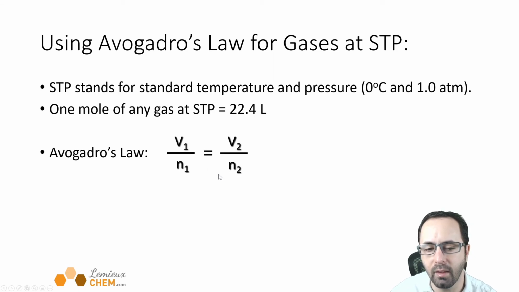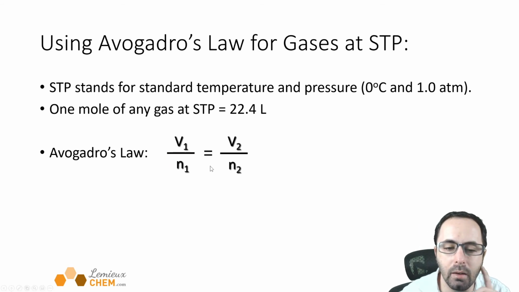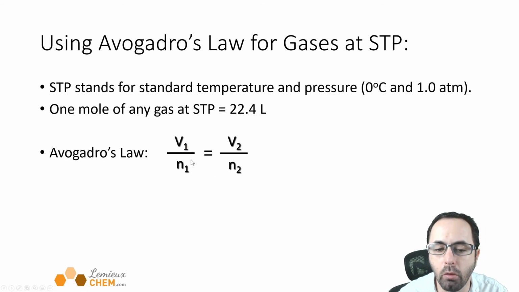Avogadro's law states this. It looks a lot like our other combined gas laws, except it involves a new variable. It is the number of moles of gas. And so it says volume over moles of gas is constant. And remember that this is the relationship here that was directly proportional.